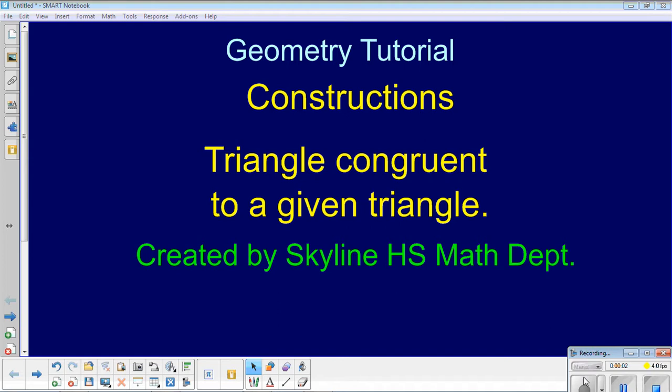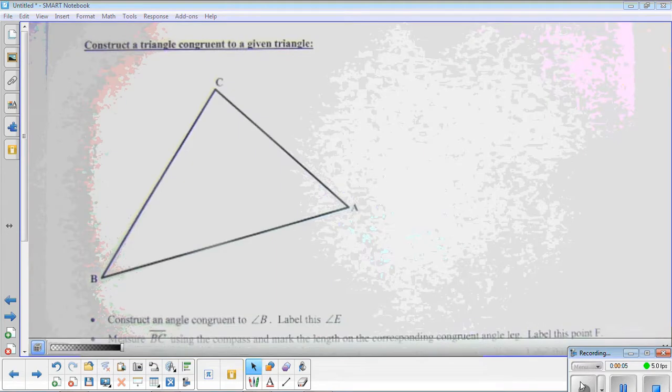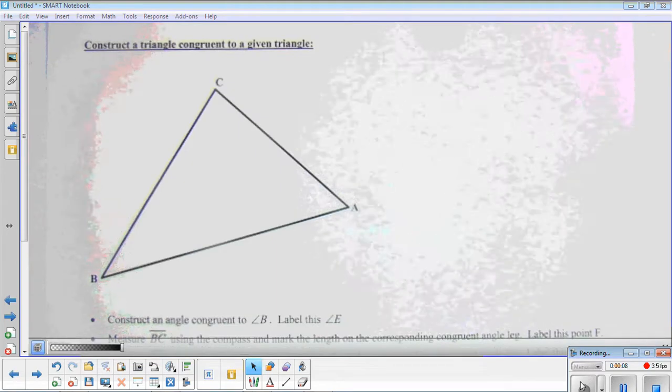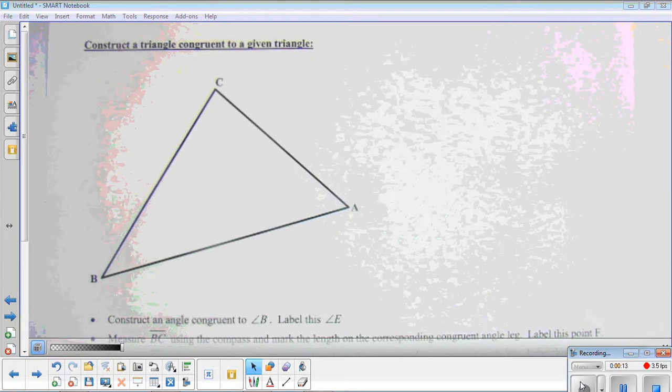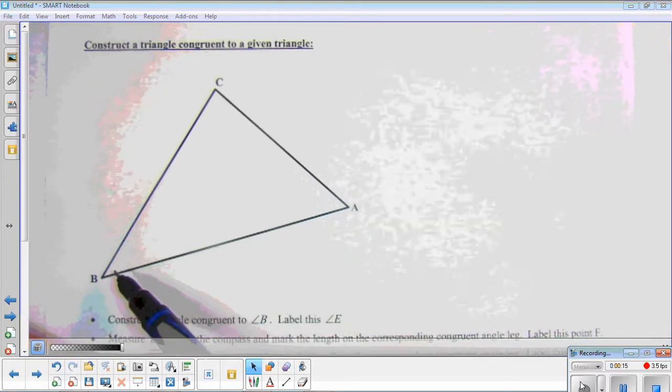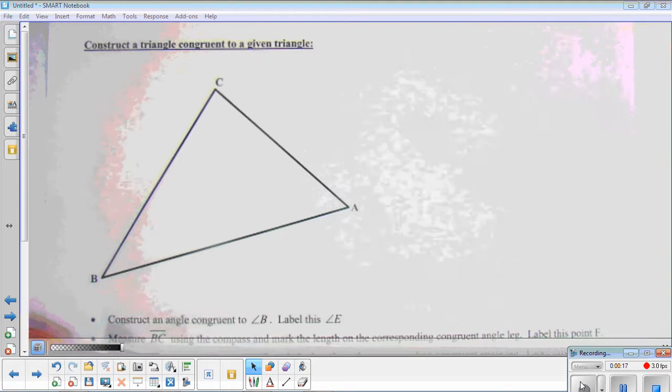This video is a construction of a triangle congruent to a given triangle. To construct a triangle congruent to a given triangle, we're going to start by constructing a congruent angle. I'm going to choose to draw a congruent angle to angle B.